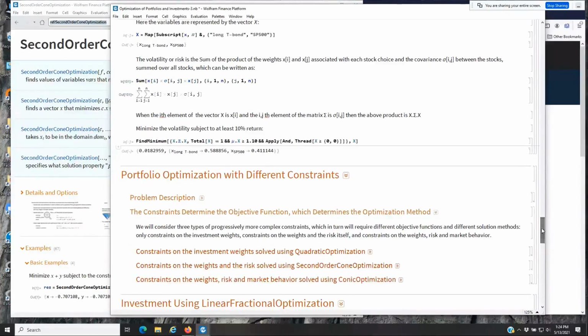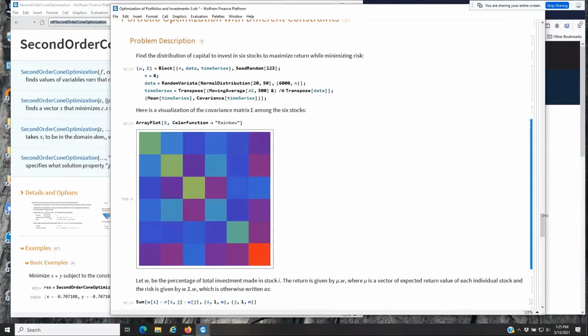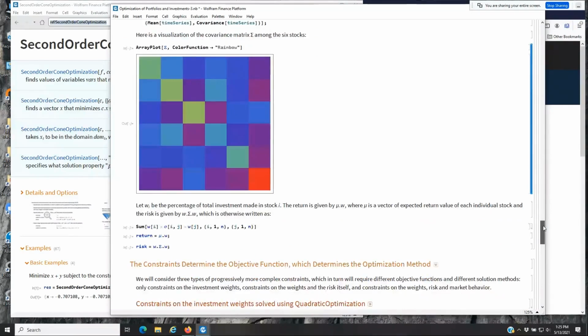So all of the problems we're going to look at are going to have that type of structure. In all of the cases now, I'm just going to randomly generate basically 6,000 simulations, depending upon n, the number of stocks we're going to look at, and it will then generate from this time series the mean and the covariance, which in the future we'll always call mu and sigma respectively. So here I've got 6 stocks, and the covariance can be represented visually by this array plot.